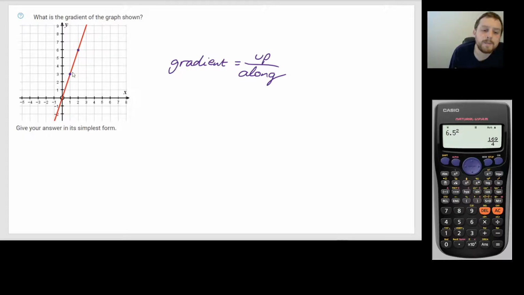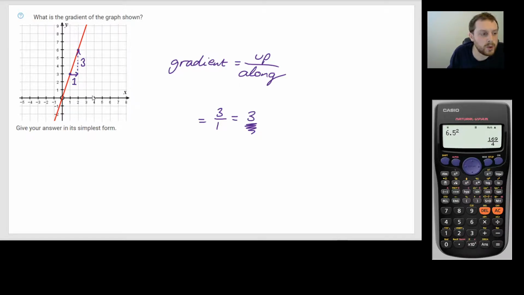Okay, and then the question is how far along have I gone? Well, it's 1 along. And how far up have I gone? It's 3 up. So for us, it's 3 divided by 1, which is 3.